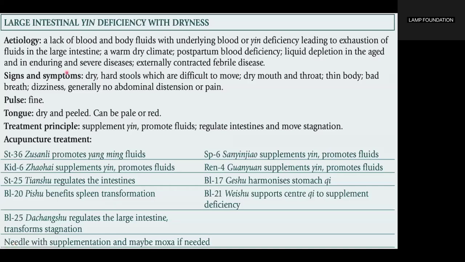So large intestinal yin deficiency with dryness, the etiology would be lack of blood and body fluids, with underlying blood or yin deficiency leading to exhaustion of fluids in the large intestine. A warm, dry climate, postpartum blood deficiency, liquid depletion in the aged and in enduring and severe diseases, externally contracted febrile disease. Signs and symptoms: dry, hard stools, which are difficult to move, dry mouth and throat, thin body, bad breath, dizziness, generally no abdominal distension or pain.